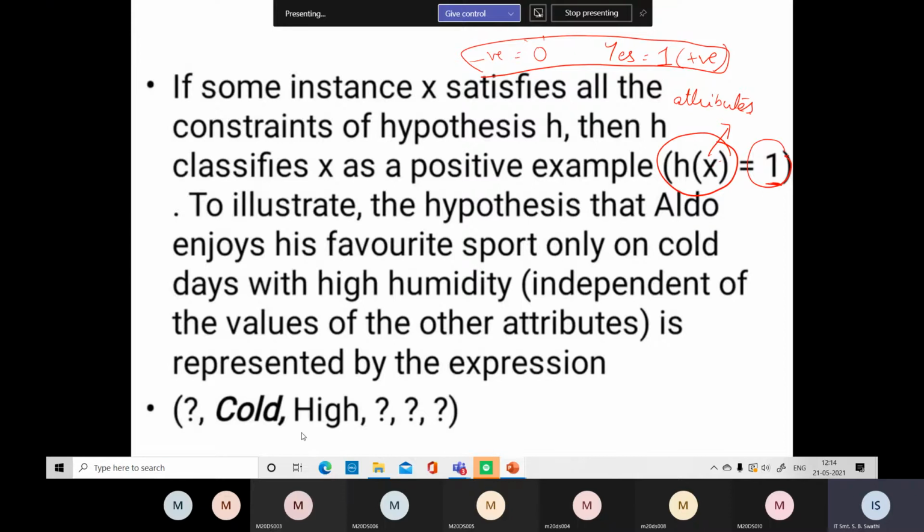Now this is one of the representations you can see for the generalized hypothesis. How can you say this is generalized, students? Which attribute is telling that this hypothesis is a generalized hypothesis?